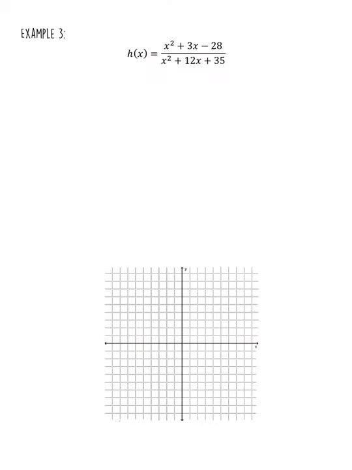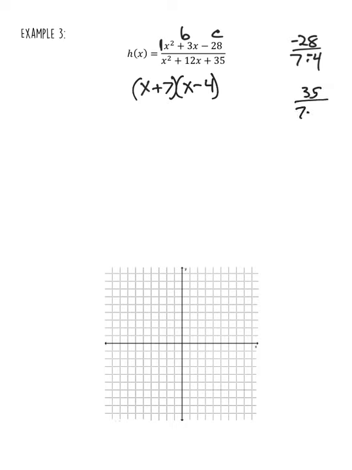All right, last example. I'm going to factor. This is a trinomial with a being 1. So what are my factors of c that add up to b? My factors of -28 that add up to 3 are going to be 7 and 4. Since it's a +3 that is my b, this 4 has got to be negative. So I get x plus 7 and x minus 4. On the bottom, same thing. What are my factors of 35 that add up to 12? That would be 7 and 5. So I get x plus 7, x plus 5 on the bottom. Okay, that is the factored form.